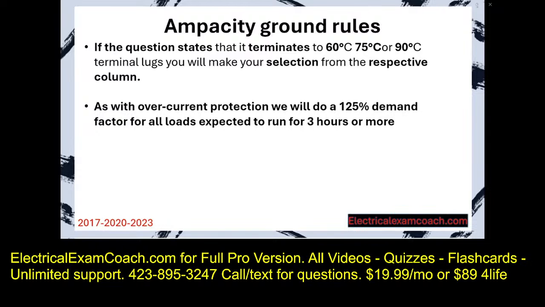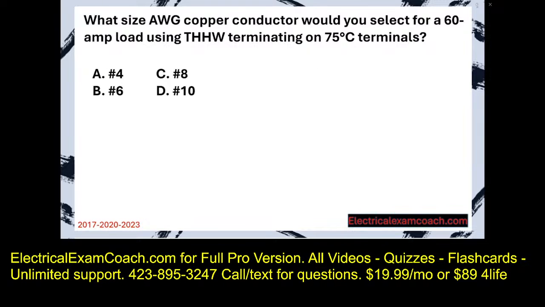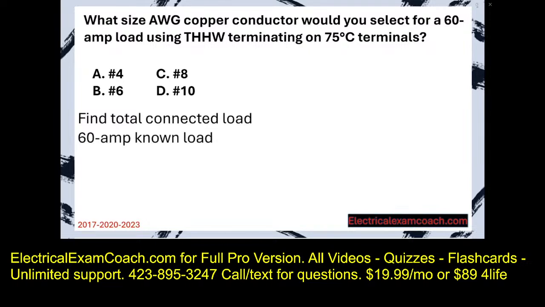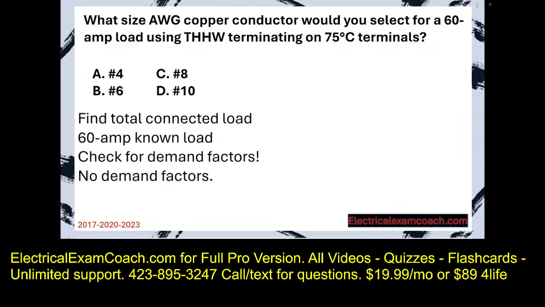That carries over into wire sizing as well. Let's get to it. What size AWG copper conductor would you select for a 60 amp load using THHW terminating on 75 degree C terminals? Step 1, find the total connected load. Well, in this case, we already have the load. It's 60 amps, but we must check for demand factors. They've not told us about a specific piece of equipment or that it's a continuous load, so there are no demand factors.